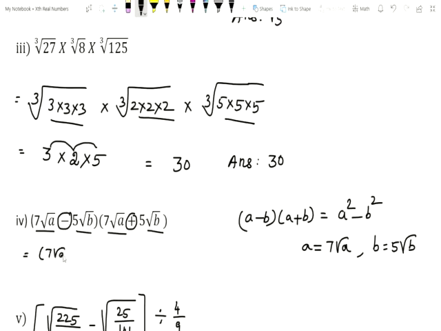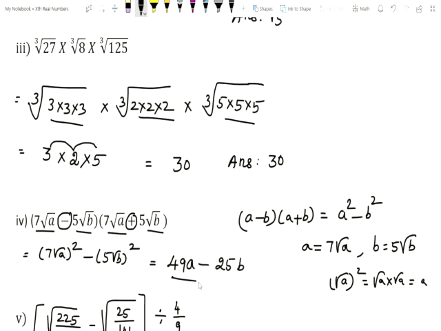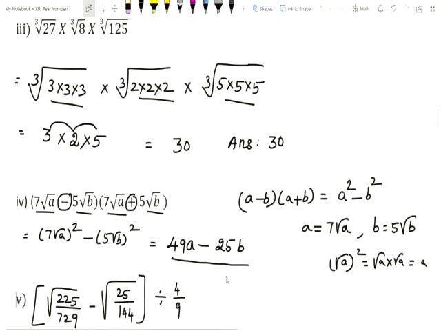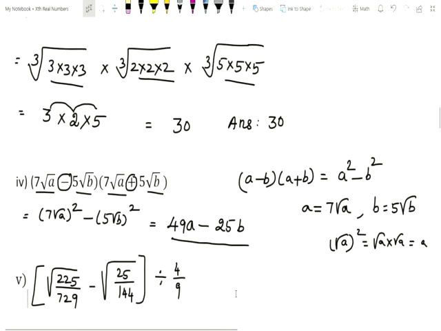7 root A the whole square minus 5 root B the whole square. So how can you write it? 7 square you get 49. Root A the whole square means root A into root A, which gives A. So 49A minus 5 square, 25. Root B the whole square you get B. So what is the answer, children? 49A minus 25B. Okay, children. See the next one.